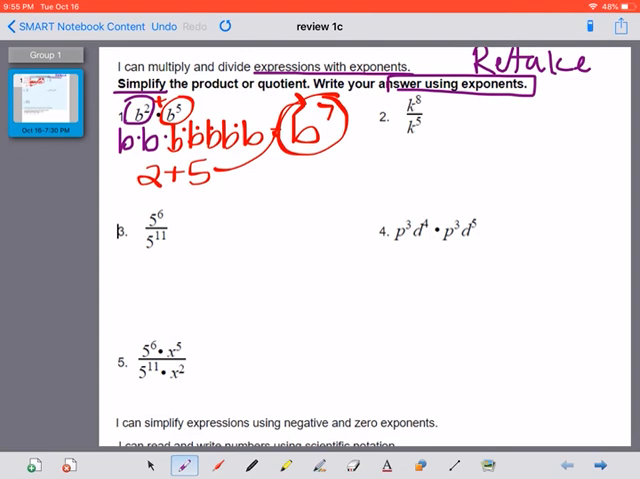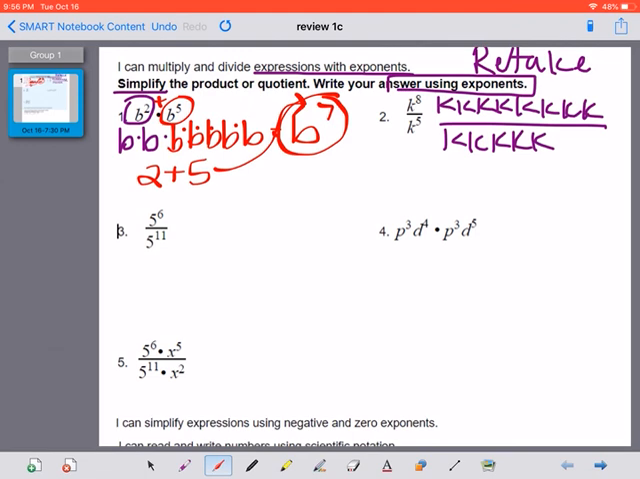Next, we learned dividing with exponents. If we have 8 k's on the top, we could write k 8 times, and k 5 times on the bottom. And if we have the same number or letter, like if they're both 2's, or both x's, we can eliminate them because 2 divided by 2 is 1. 2 goes into 2 one time. X would go into x one time. It has to be the same number on the top and the bottom in order to make it eliminate.